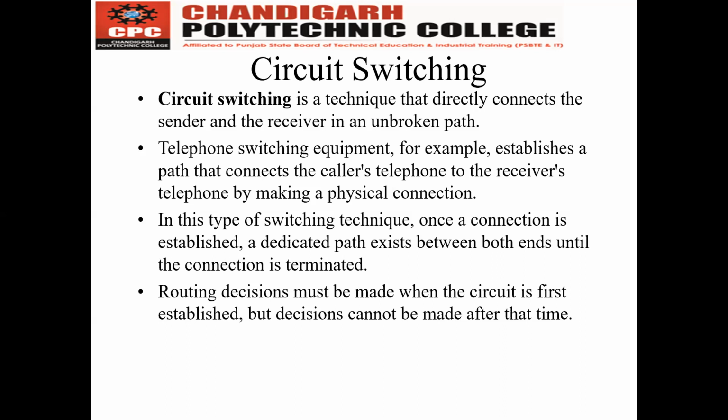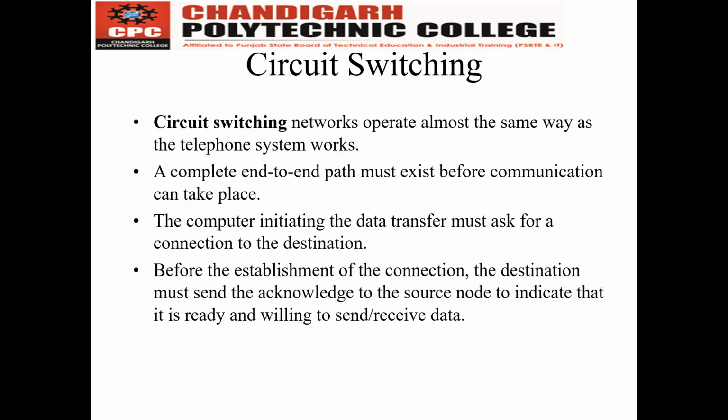The important property of this switching technique is to set up an end-to-end path between computers before any data can be sent. So a direct physical connection between two devices is established, and the routing decision must be made when the circuit is first established, but decisions cannot be made after that time. Circuit switching networks operate almost the same way as the telephone system works, as I already explained, and a complete end-to-end path must exist before communication can take place.